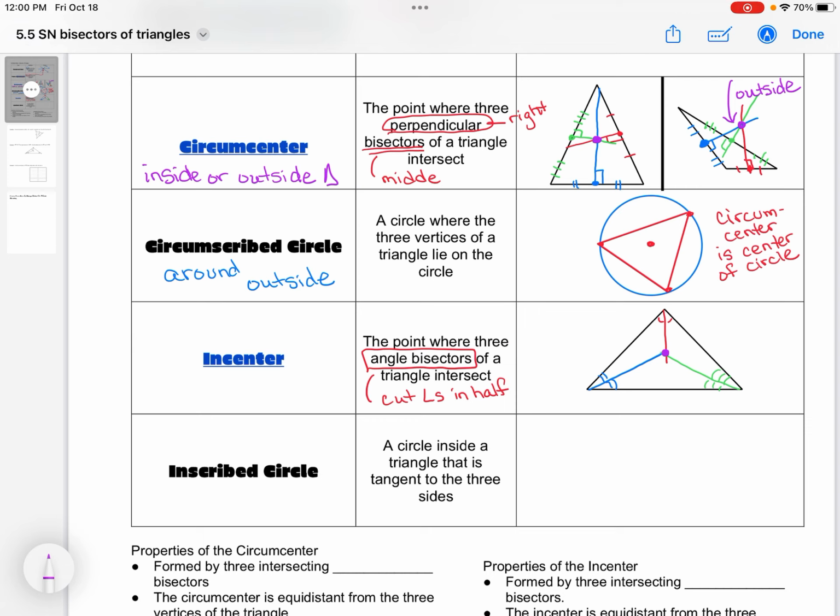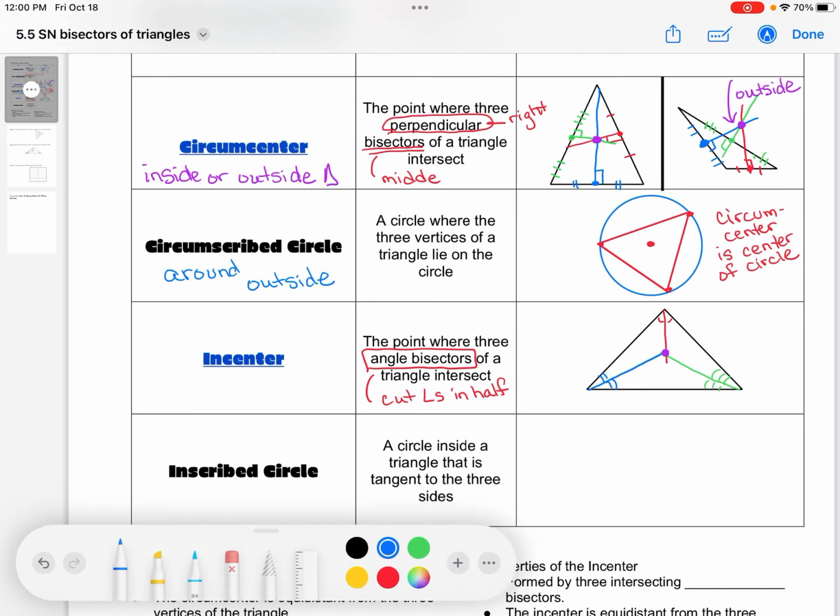So the incenter is where the three lines meet, the point of concurrency, when you draw angle bisectors. So it's in a different place than the circumcenter, but it's still just another point that is the center of a triangle found a different way.